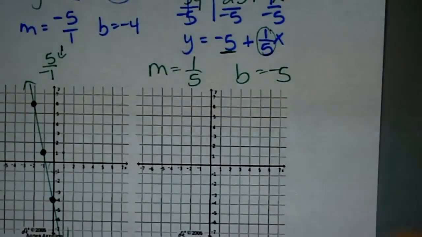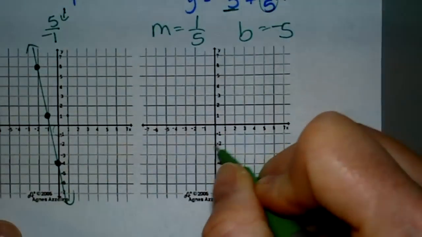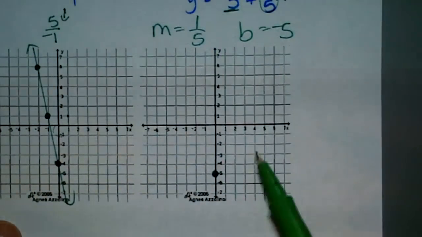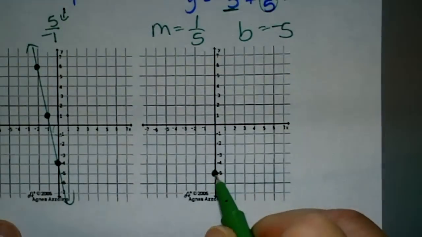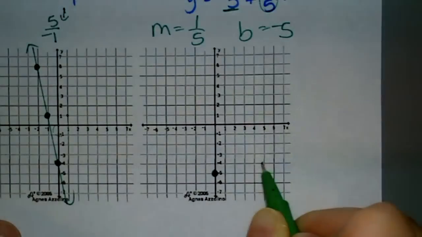So let's go ahead and plot this. -5 is my b, so I'm going to go 1, 2, 3, 4, 5 down on the y. And a slope of 1/5. That 1 on top means up 1. The 5 in the bottom means right. 1, 2, 3, 4, 5.